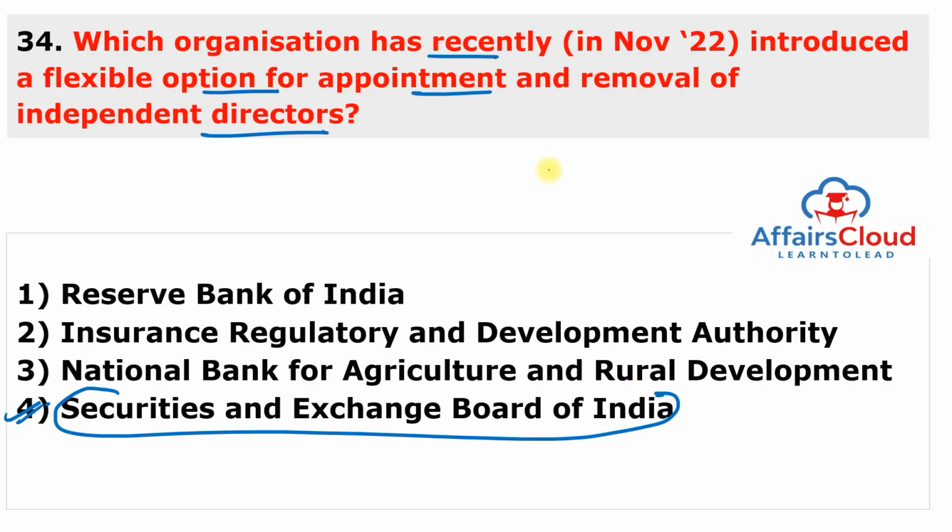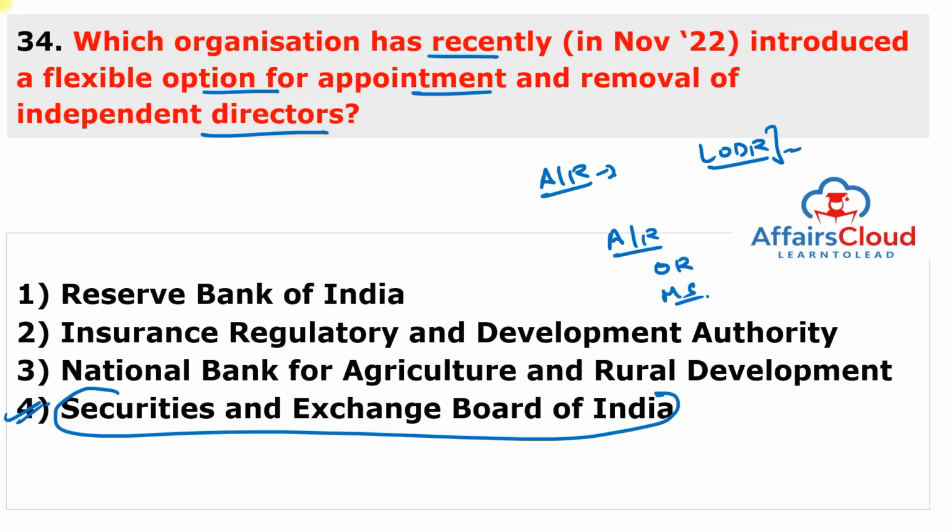So SEBI introduced a flexible option for appointment and removal of the independent directors from the board of the companies. In this regard, SEBI has amended LODR or Listing Obligations and Disclosure Requirements rules, and the new rules will be called as SEBI 6th Amendment Regulations 2022. Under the new option, the appointment and the removal of independent directors could be done by way of 2 parameters: threshold for the ordinary resolution, and threshold for the majority of the minority stakeholders.